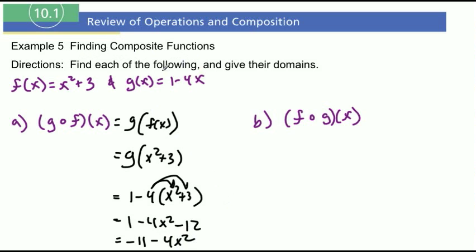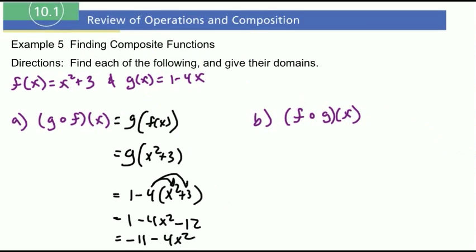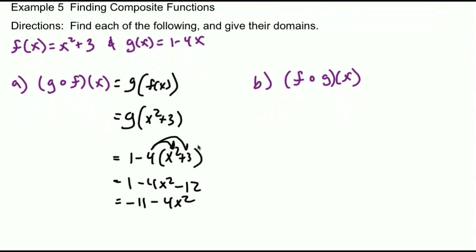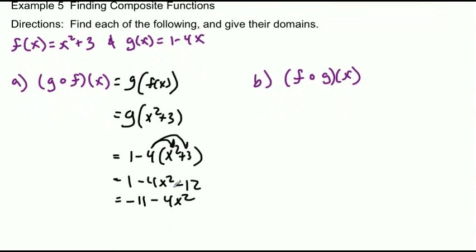It says find the following. So we found it, and now we want to give its domain. How do we find the domain of a composite function? Well, it's really just finding the domain of this expression itself. It's actually not very complicated at all. If you know how to find the domain of negative 11 minus 4x squared, then this is pretty easy. If you're still sketchy on how to even find domain, check this out.